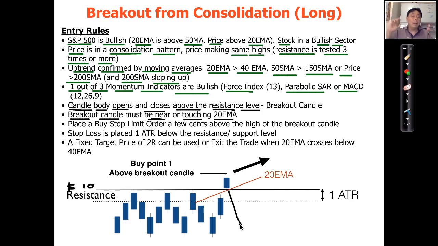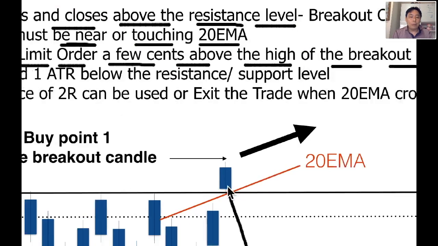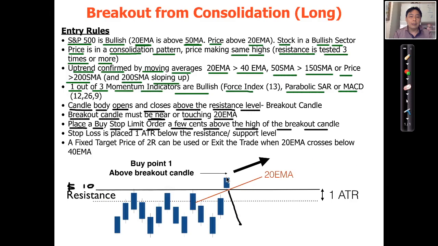So how can I be ensured of that? That is why I place a buy stop limit order a few cents above the high of the breakout candle. Okay, so I have to check what's the high of the candle, and I place my buy order a few cents above the high of the candle. And again, it's a buy stop limit order.